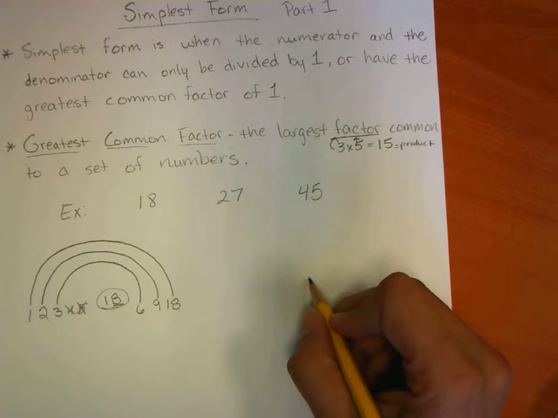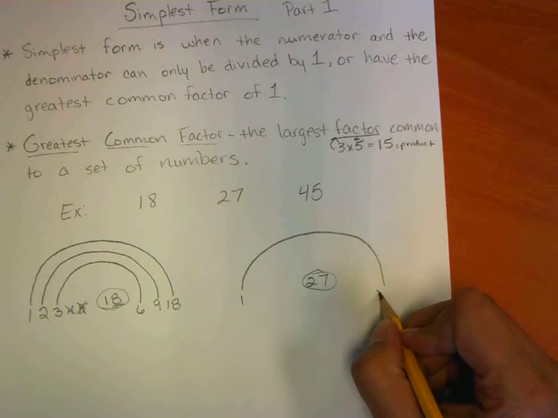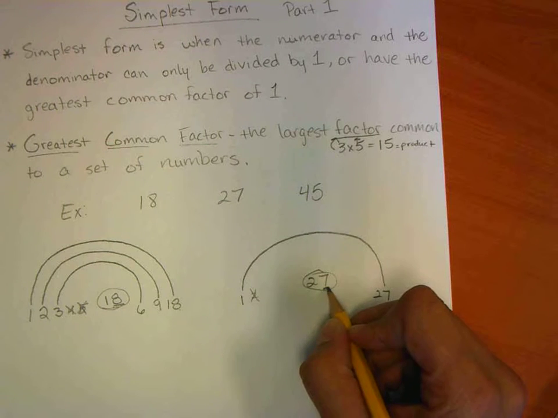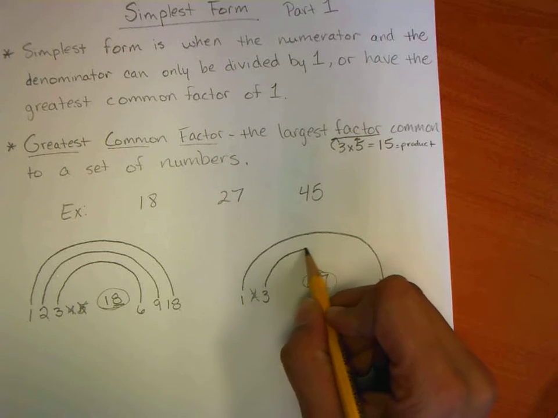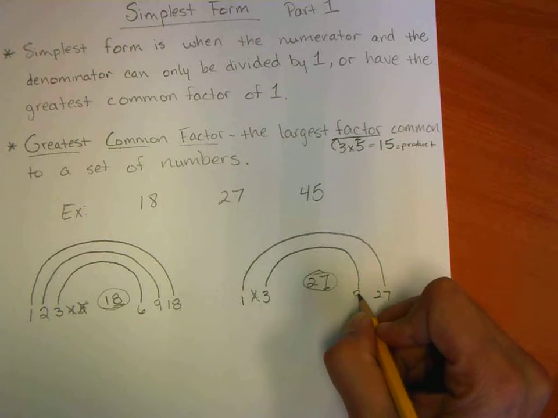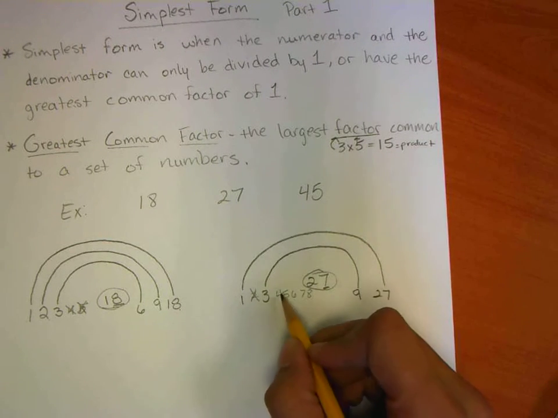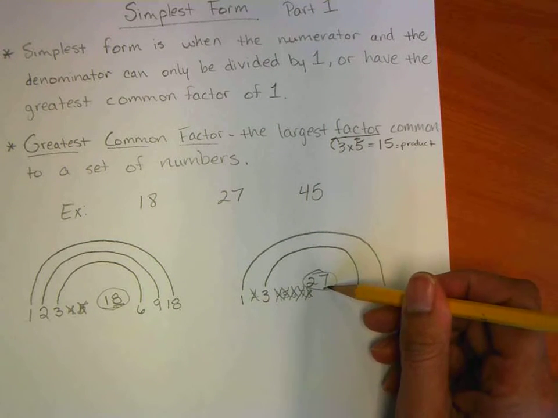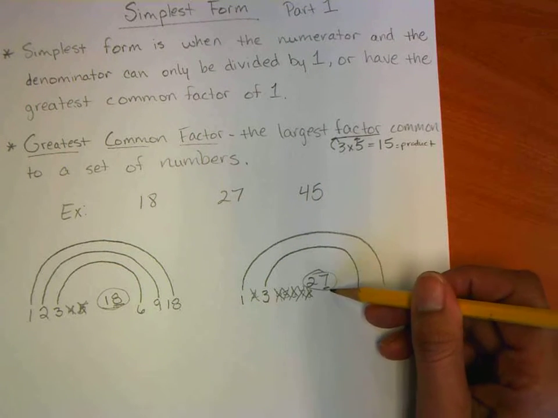Let's look at 27. Again, 1 times anything will give me that anything, and in this case 27 is the anything I'm talking about. 2 won't work because anything times 2 will result in an even number, and we know by looking at the ones place that 27 is odd. But I do know that my 3's will give me 3 times 9 is 27. Now again, let's try 4, 5, 6, 7, 8. None of these digits are included as a factor of 27. Therefore, 1, 3, 9, and 27 are the only factors that make up 27.